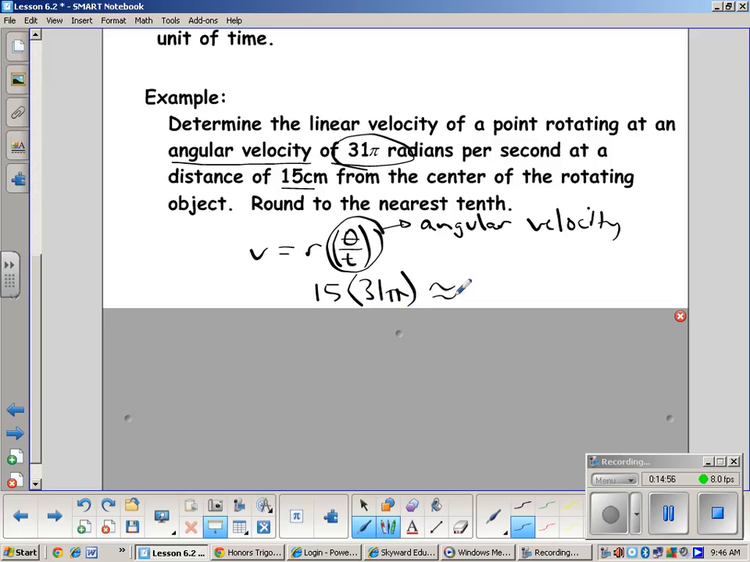So if we round to the 10th, what do we get? 1,460.8. And then what am I looking for? Centimeters per second. Per second, yep.